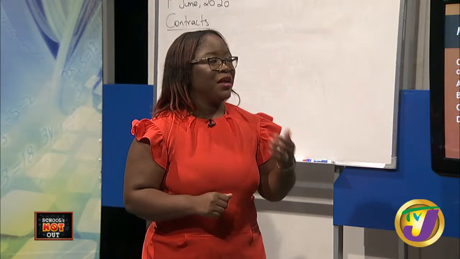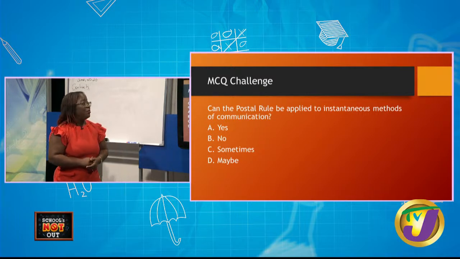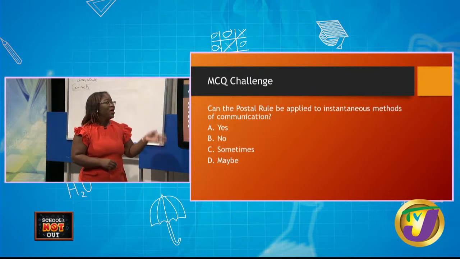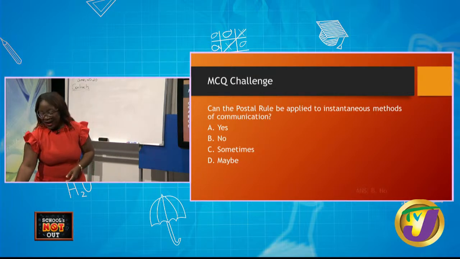enforceable once it hits the postal office. So once you've mailed out that acceptance, it is enforceable. And that is if the condition of the offer is open to that type of acceptance. Now, there are instantaneous methods through which we can communicate acceptance. It can be through a phone call, it can be through an email or any other electronic means of communication. But can the postal rule be applied to instantaneous methods of communication? And that is a no.